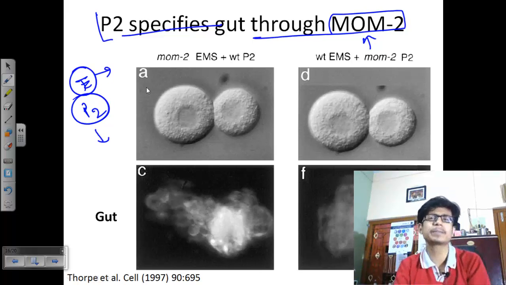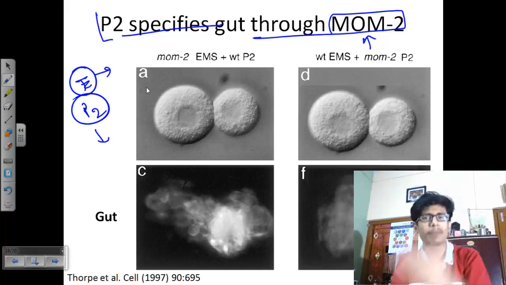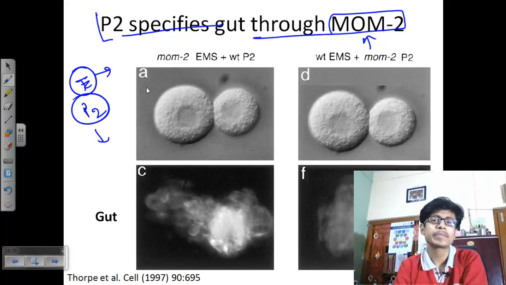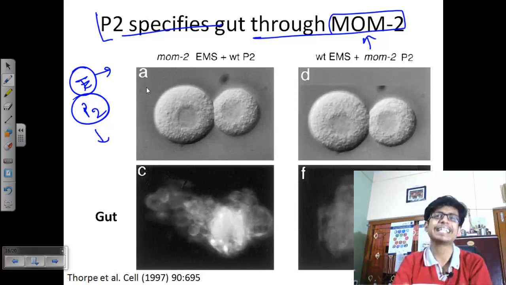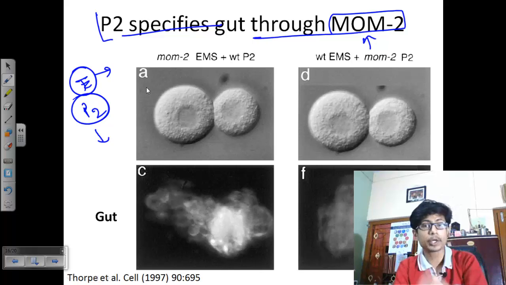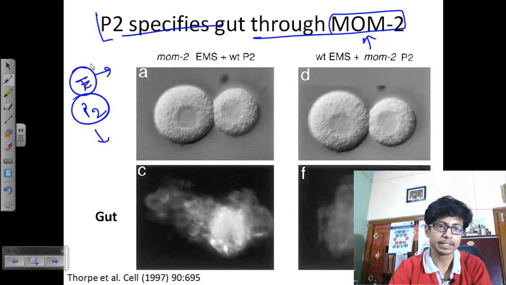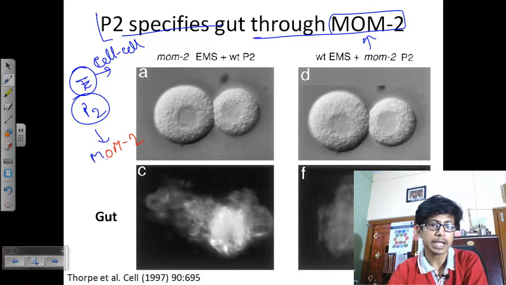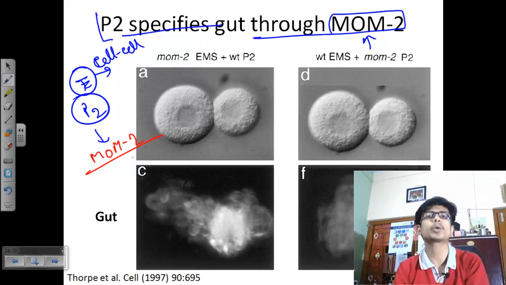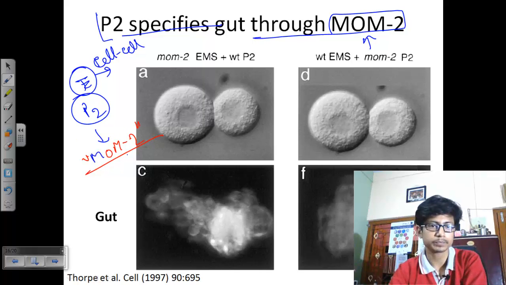Now, it sounds confusing, but if you study it properly, the development of gut or muscle or pharynx or whatever organ is determined either by a cytoplasmic determinant or by cell-cell interaction. For example, the production of gut from the E cell is due to cell-cell interaction, while the development of gut from P2 is a process of cytoplasmic determinant. And cytoplasmic determinant means some proteins, like the protein here, MOM2.